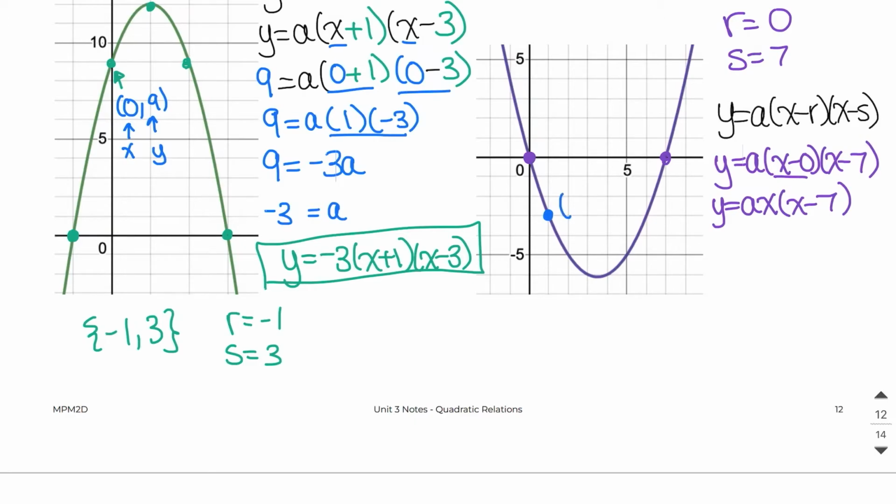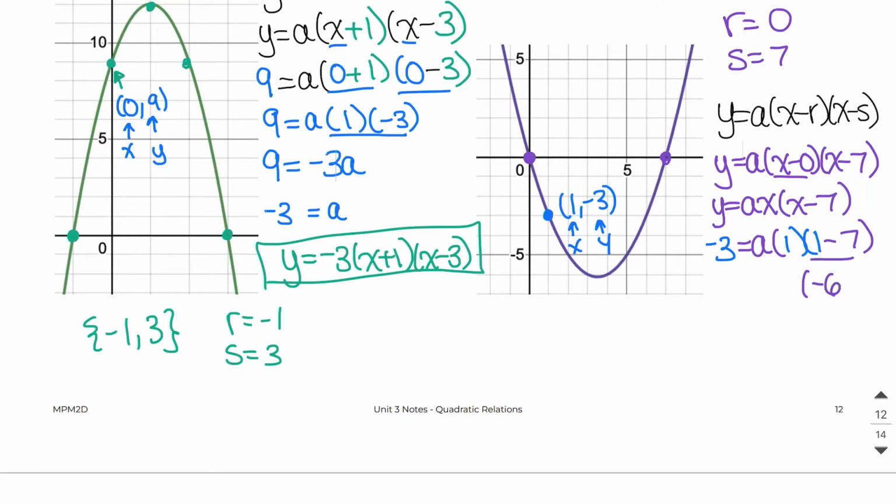So here I'll choose this point right here. I know that this point is 1, negative 3. This is my x value. This is my y value. So I'm going to go ahead and plug in that information here. So here I'm going to say negative 3 equals a times 1, because I know the x value is 1, times 1 minus 7. Okay, evaluate this.